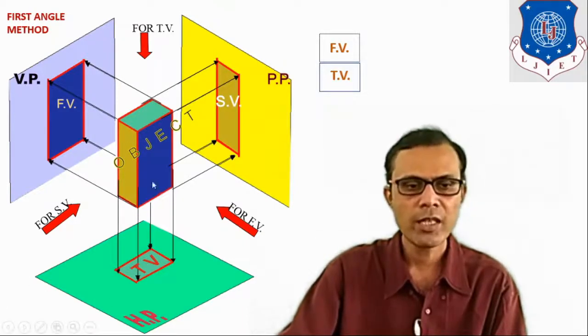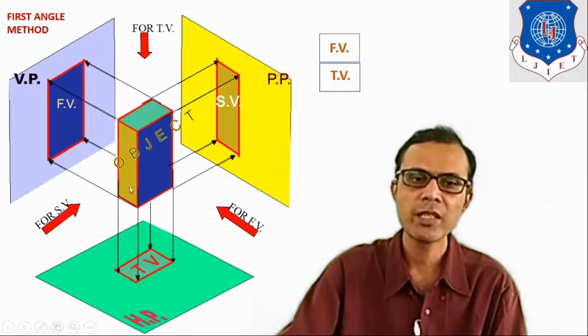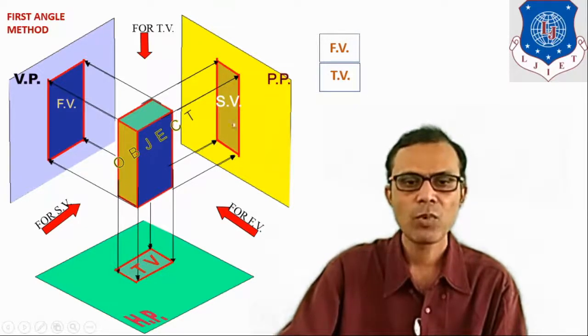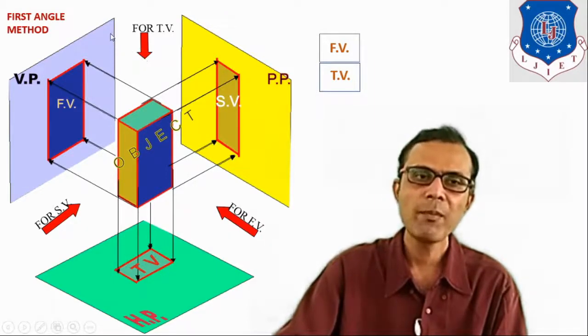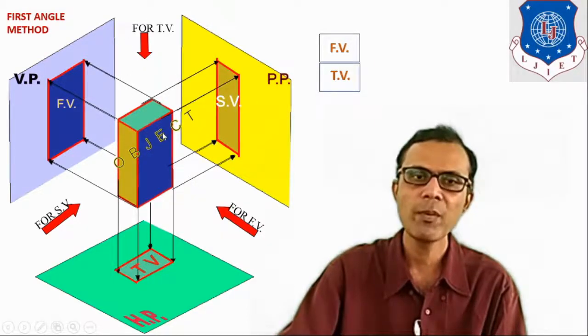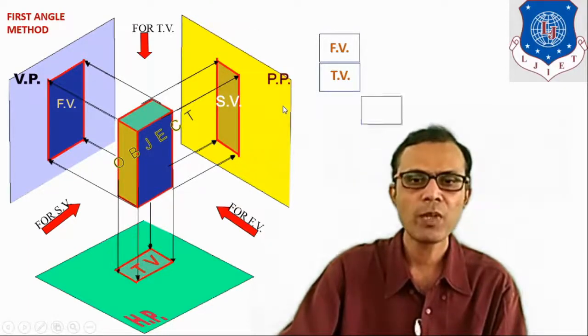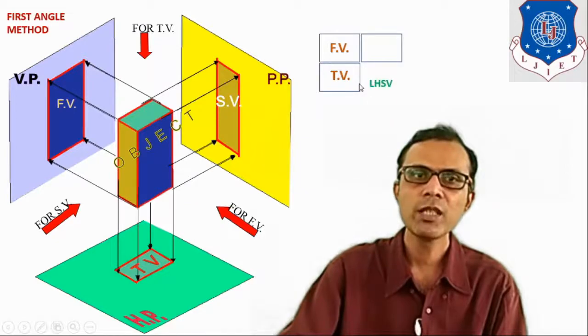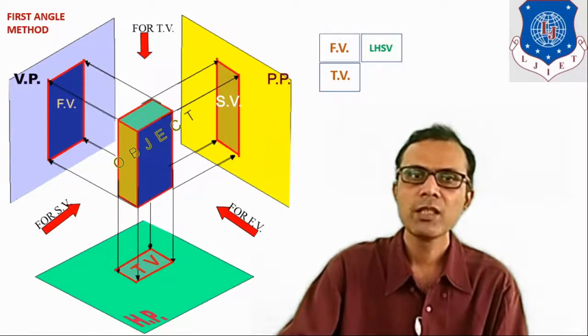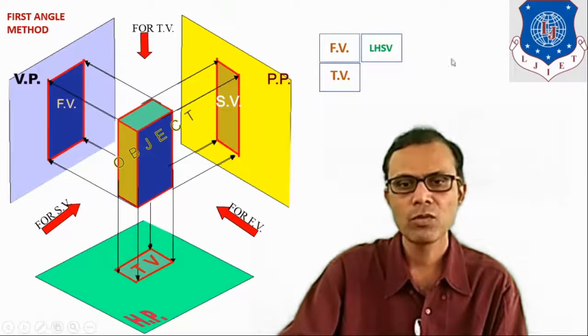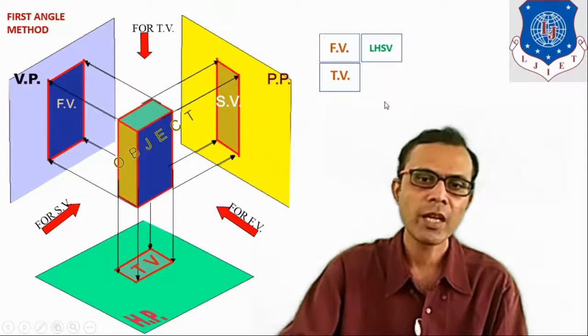Now this direction is direction for the left hand side view, that is obtained here. It is profile plane. So on profile plane, the obtained view is left hand side view, but VP remains stationary. So with reference to VP, this plane is rotated in this direction. So the obtained view will be placed on the right side of the front view. That view is left hand side view.